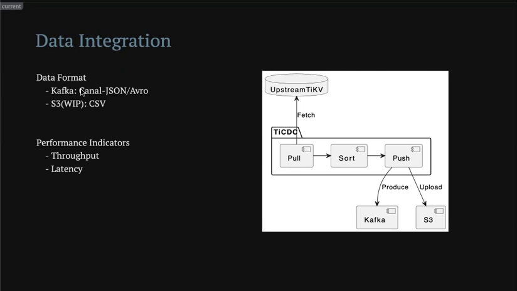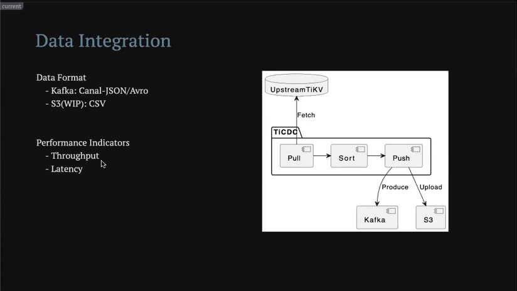We can use Canal JSON and Avro to encode the data. We can also store the data in S3, and we use CSV to encode it. It's very common in databases.